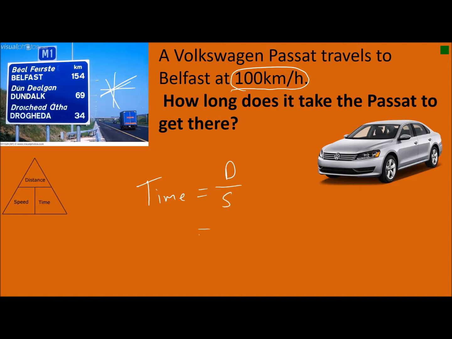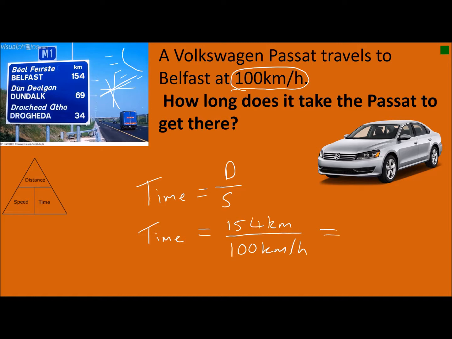So let's look. The distance from this particular signpost, in this particular Volkswagen Passat on what looks like a lovely sunny day, our distance is 154 kilometers again. We also need our speed. It says we're traveling at 100 kilometers per hour. So if we can work that out, we know that time will be equal to the answer.